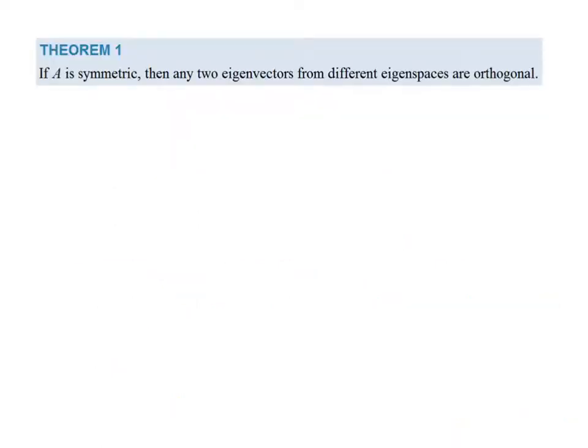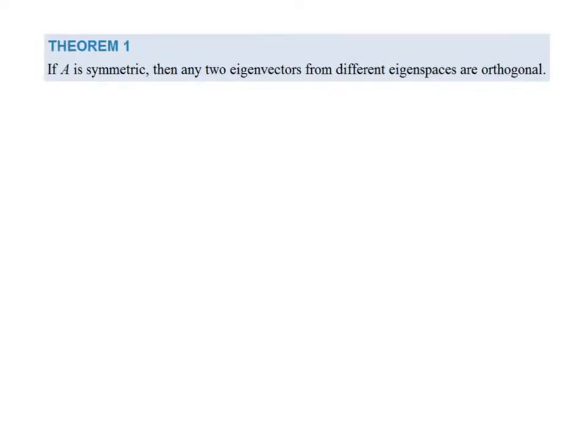Now we have a theorem, and we'll do a proof that generalizes one piece of the example from the previous slide. The theorem being, if A is symmetric, then any two eigenvectors from different eigenspaces are in fact orthogonal to each other. Okay, so that's what we are going to prove here, that those eigenvectors are always orthogonal. Let's go through a proof.